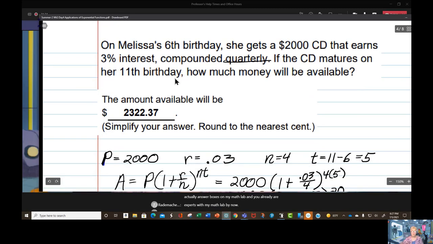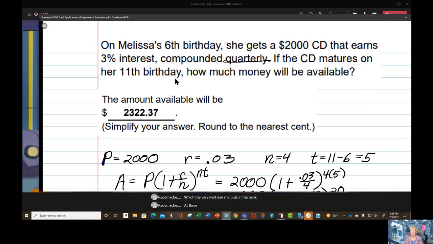I can almost promise you that Melissa will be on the final exam. So learn how to do this. Don't memorize the numbers. The numbers change. But it's Melissa and her birthday. And she gets a $2,000 CD in this version of the problem. It's her 6th birthday and probably a grandma or grandpa or both give her a CD worth $2,000, which the very next day she puts in the bank.